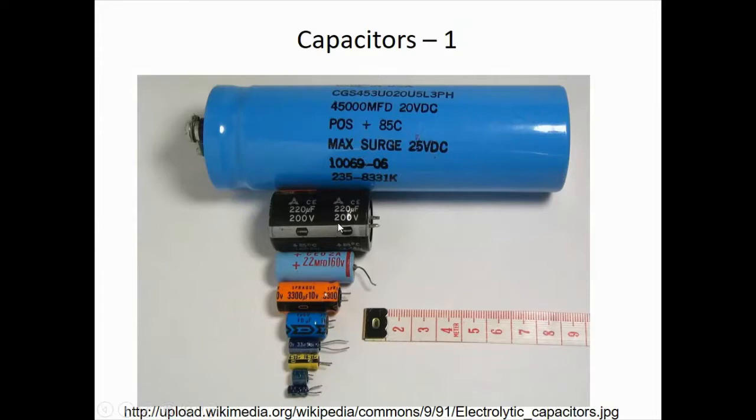So the size of a capacitor also has to do with the voltage that it can withstand. There are two things: the value as well as the voltage. For example, this is only 25 volt, but it is a very large capacitor. 45,000 millifarad this is, so this is 45 farads. It's a large capacitor, but it can work only up to 25 volts. So both voltage and value determine the size of the capacitor.